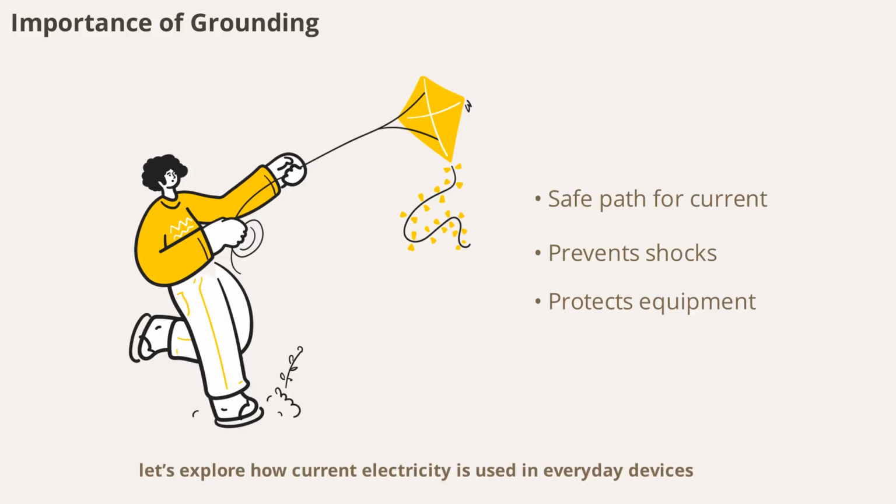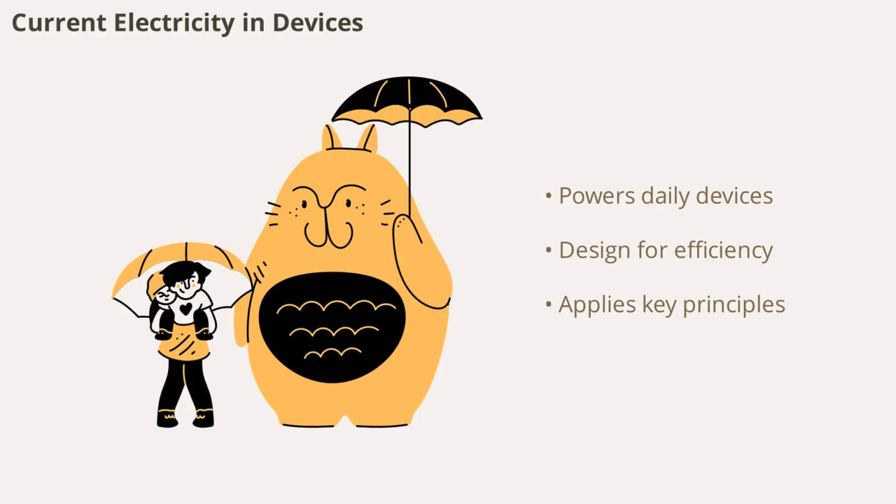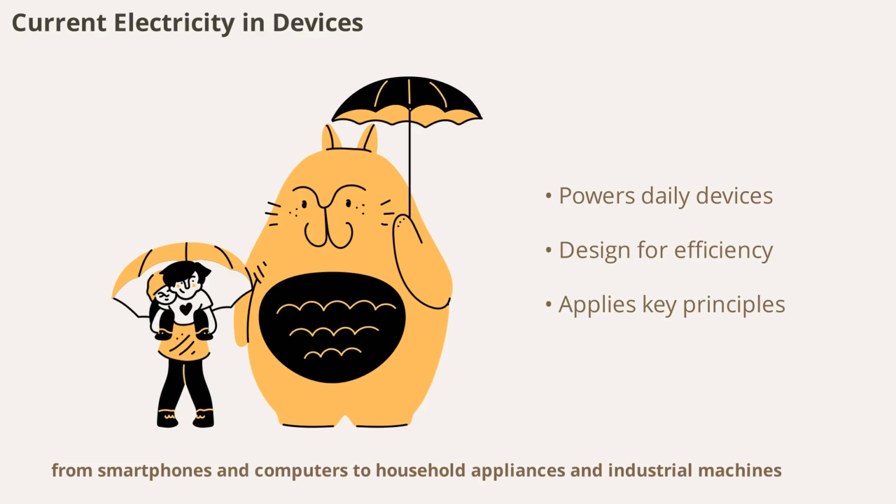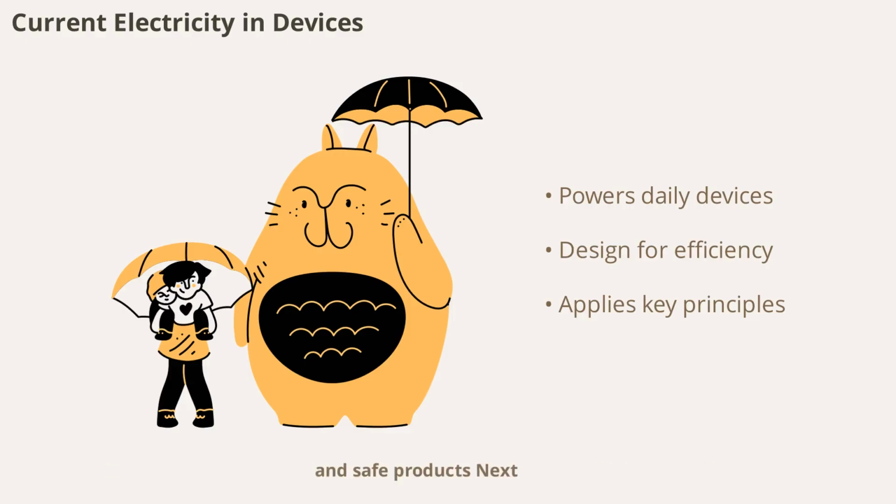Next, let's explore how current electricity is used in everyday devices. Current electricity powers countless devices in our daily lives, from smartphones and computers to household appliances and industrial machines. Understanding how current, resistance, and voltage interact helps us appreciate the design and function of these devices. Engineers use the principles we've discussed to create efficient, reliable, and safe products.